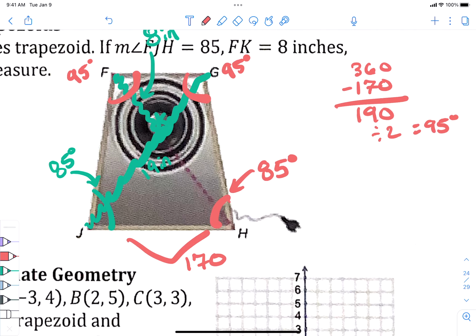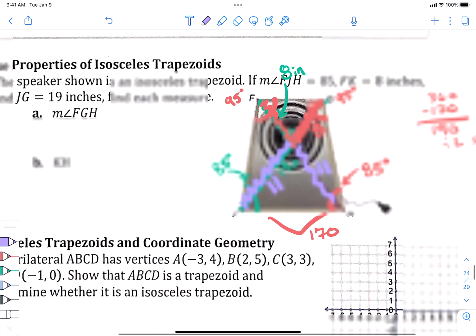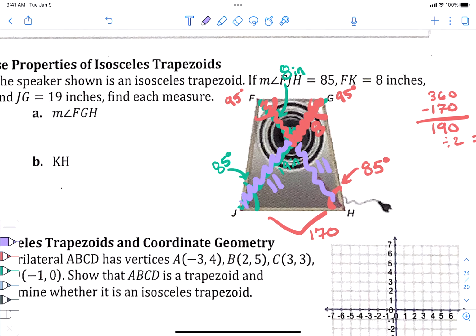Okay, other things that we know: this is 8, and this would have to be 8 then. They don't label that, but we know that's 8. What are the bottom two little chunks? 11. How do you know that? Yeah, 19 is the whole thing. So this would have to be 11, and this would have to be 11, right? Yeah. Okay, let's answer the questions. The measure of FGH. Which one's FGH? The top right corner. That is 95. We've already figured that out. And KH is the middle to the bottom.